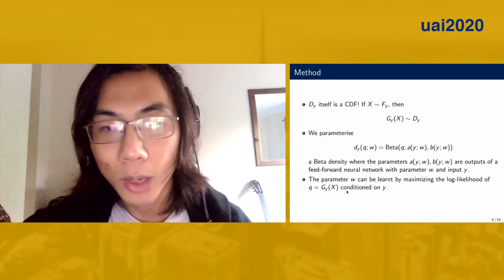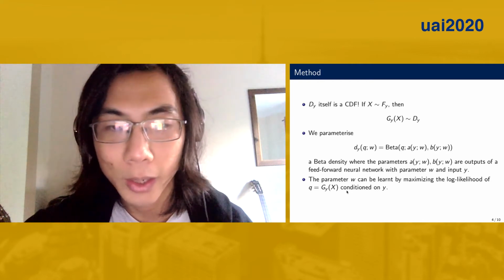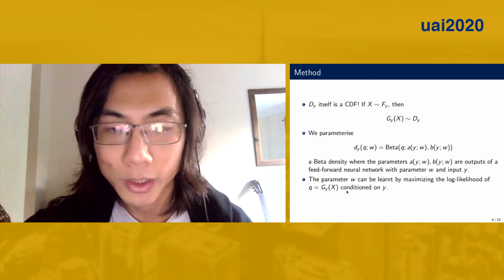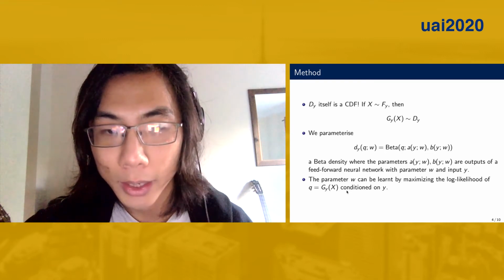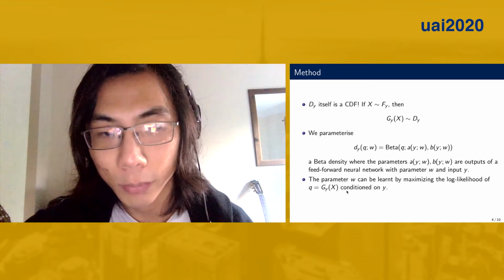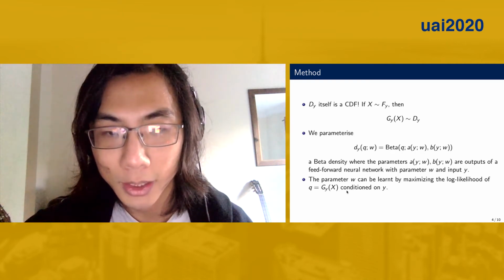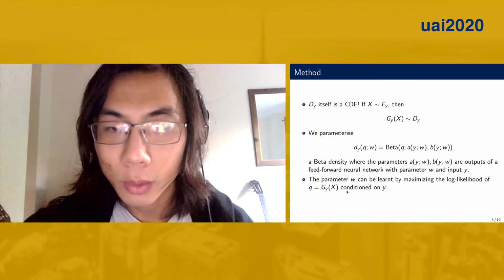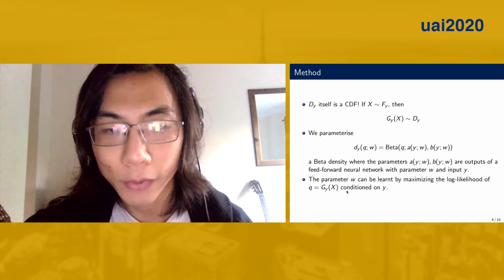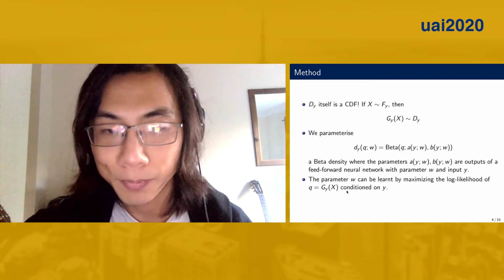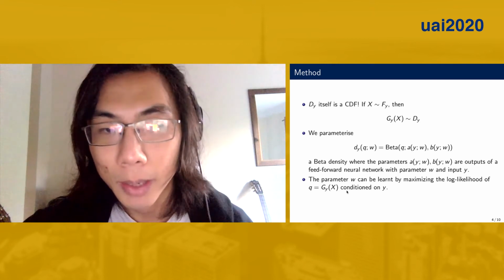One nice property of Dy is that Dy itself is also a CDF. We can easily verify that Dy is monotonically increasing and is bounded between 0 and 1. In addition, if we have x coming from the true posterior given y, then the approximate marginal CDF Gy evaluated at x must be a sample from the distribution specified by the CDF Dy. Therefore, we can say that Gy is a perfect approximation if and only if Gy of x follows a uniform 0-1 distribution. We parameterize lowercase dy, the derivative of Dy, by a beta density.